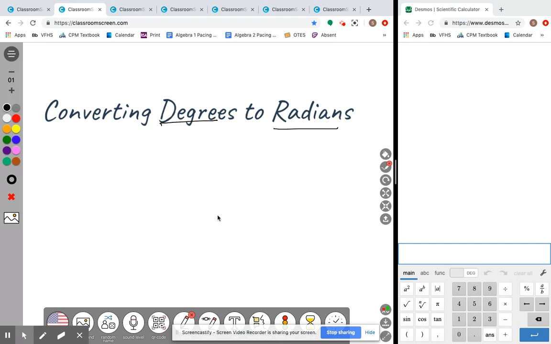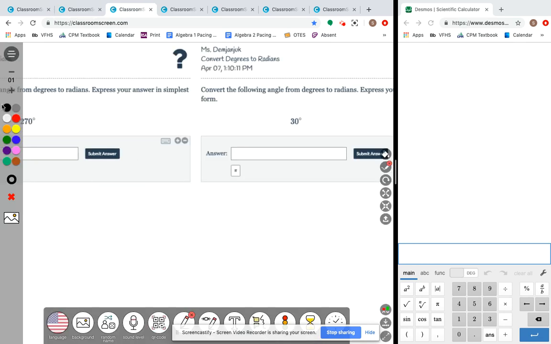So for our first example, our first lesson today, we're going to be converting degrees to radians. When we're converting between degrees and radians, we're going to take our degrees and multiply it by pi over 180. So let's look at our first two examples. I'm starting with 270 degrees. I just told you that when we're doing degrees to radians, we're going to multiply it by pi over 180.